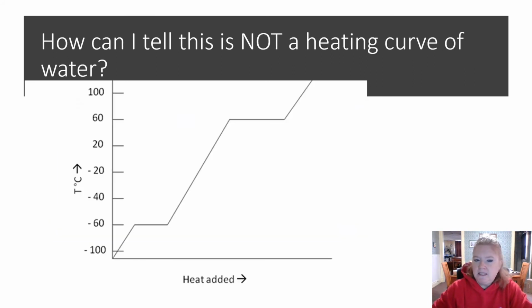How can I tell this is not a heating curve of water? Well, let's see, where it's flat for melting, well, -60, and where it's flat for boiling, 60, that is not water. It is supposed to be 0 and 100.